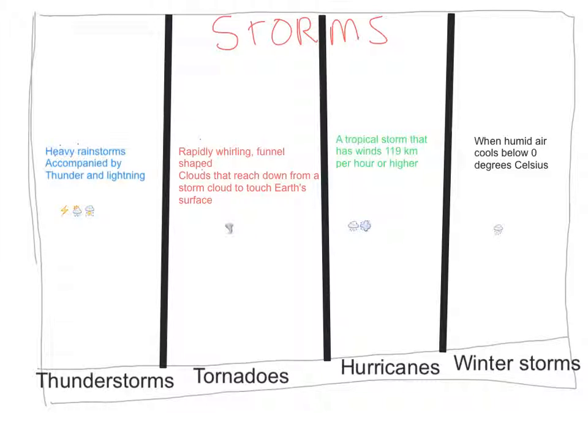Okay, so as you can see, we've written when humid air cools below 0 degrees Celsius, we have the potential for winter storms. Okay, now what we're going to do is we're going to open up our foldable, and we're going to write inside a description of each of the safety features for each of the types of storms.